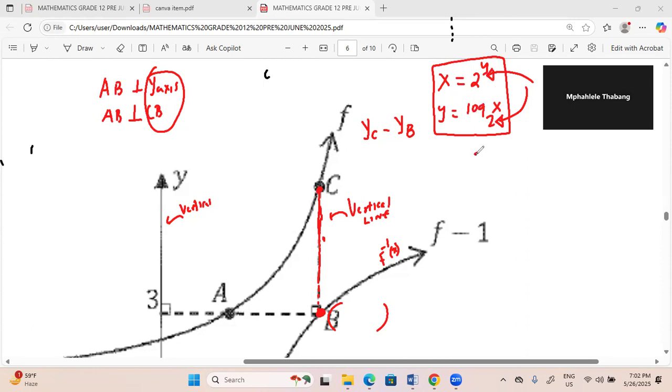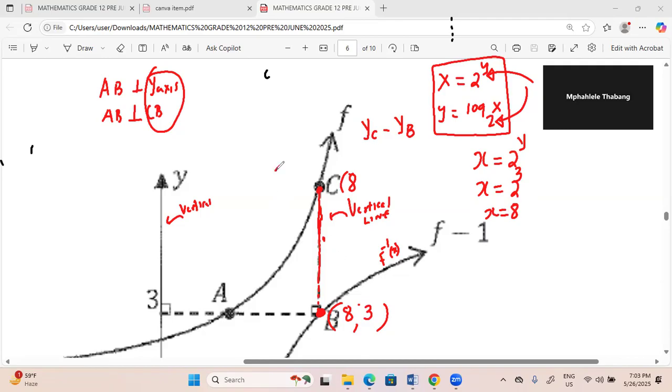So I used this x equals 2 to the exponent y to find the coordinates of B, because I know that at B, y is 3. So x equals 8. Okay? At B, x is 8, y is 3. So it means that at C also, the x coordinate is 8. Remember that the x coordinate along the vertical line does not change. So if x at B is 8, even x at C is also 8.